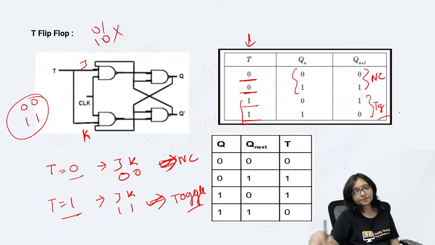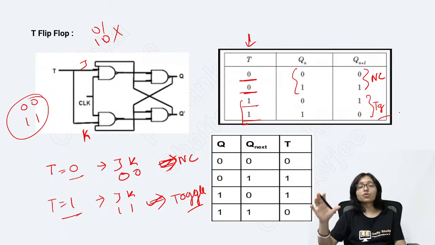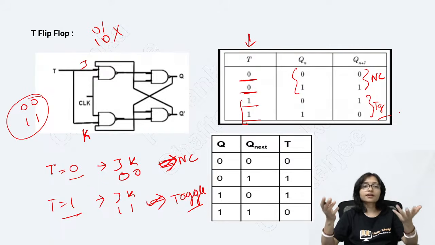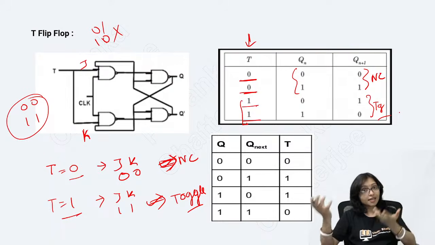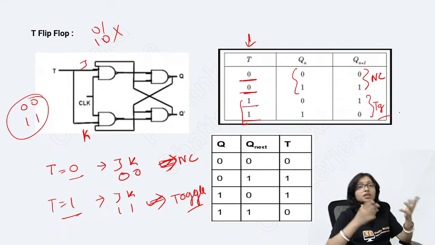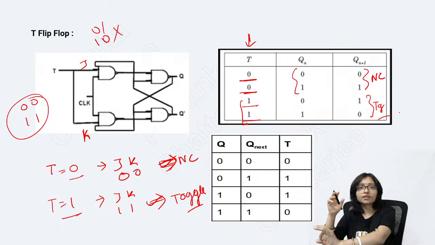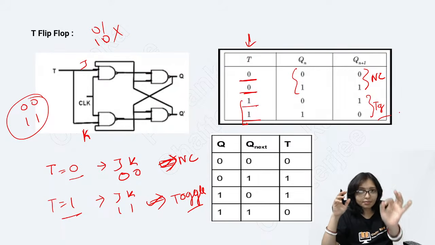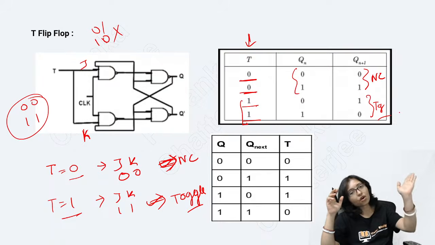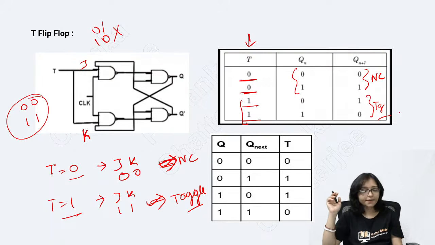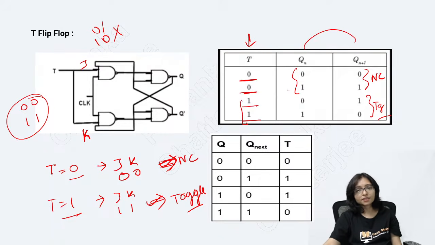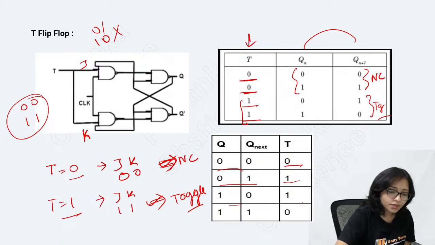Yes, so that's why I told you, when you understand SR, then JK is also easy, T is also easy, D is also easy. Just you have to understand, relate everything. Ultimately the basic is SR. SR done means all are done. Clear? Is this clear to everyone? Same way you will get the excitation table. 0, 0 means what was the T value, 0, 1 means what was the T value. From here you will get the excitation table. Yes? Clear to everyone?